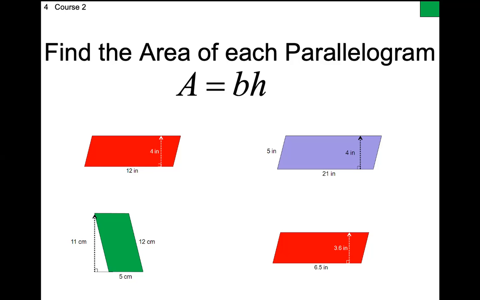All right, that was a minute. Here we go, upper left. What do we get? Final answer. Now you could say square inches or inches squared, either one works. Lower left, 55 square inches. Square centimeters, you got it wrong. Upper right, 84, and the last one, 23.4.